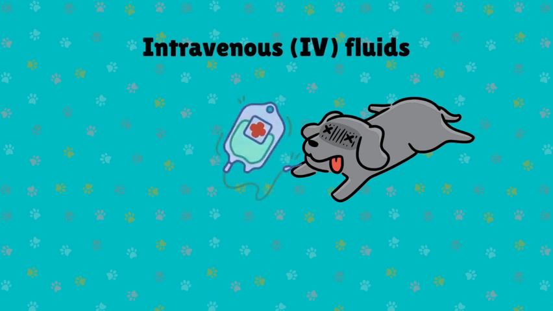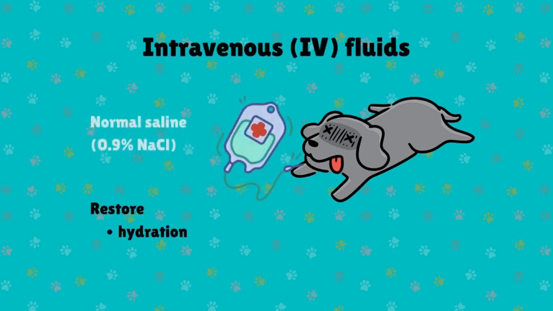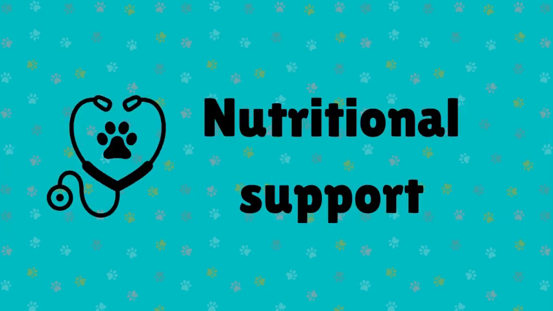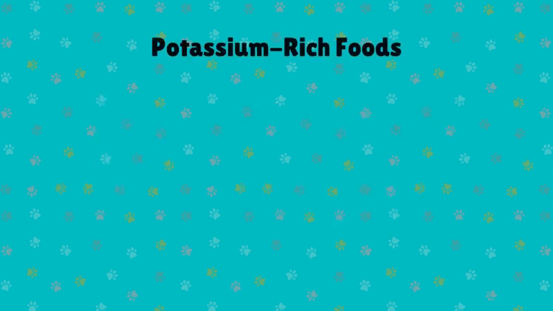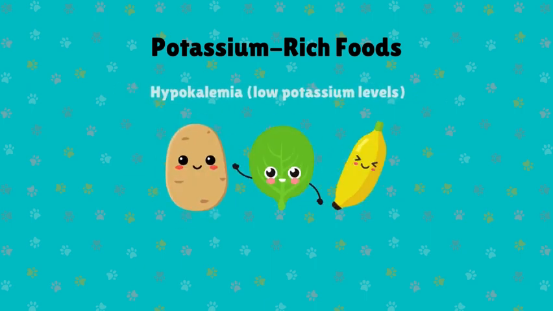Intravenous fluids play a pivotal role in restoring hydration and electrolyte balance. Imagine it as a replenishing stream, bringing back equilibrium to the disrupted internal environment. Moving beyond fluid management, nutritional support becomes an integral part of the treatment process. The administration of potassium replacement can be helpful in the treatment of metabolic alkalosis, especially when associated with electrolyte imbalances such as hypokalemia. Examples include potatoes, spinach, bananas, and lean meat.